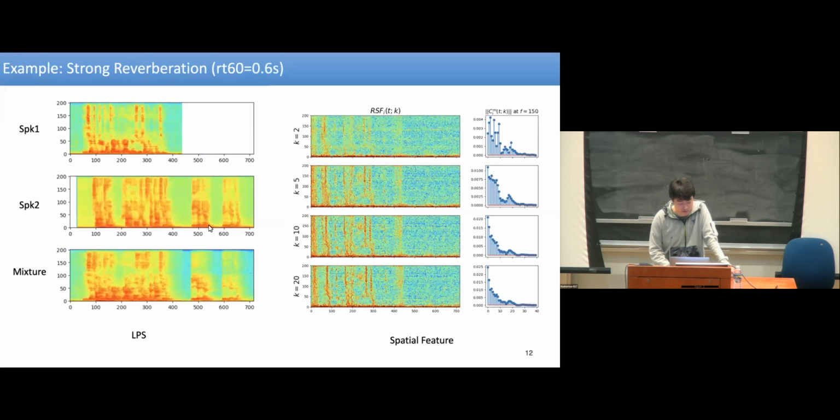Here is the new feature we have. On the left side, it shows the LPS of the speaker 1, speaker 2, and the mixture. On the right side is the new spatial feature, the room impulse response based spatial feature, with different k. You can see that when we increase k generally, we get better patterns on the feature map, which now matches well with the LPS of your target speaker. On the right-side row, we also show the magnitude of ci. You can see that when k goes to 10, the magnitude of ci acts as we expect: only the first element is large, and the other parts decay very fast.